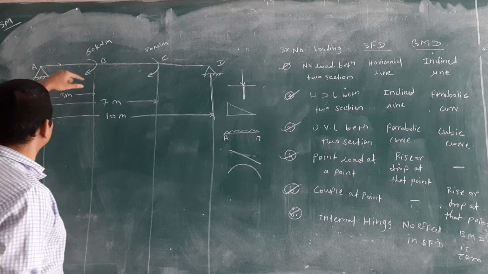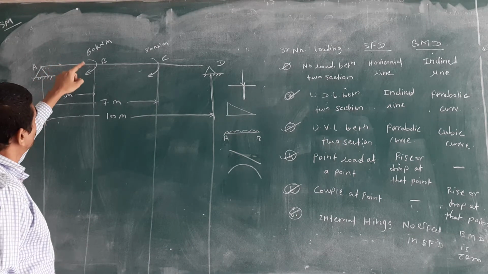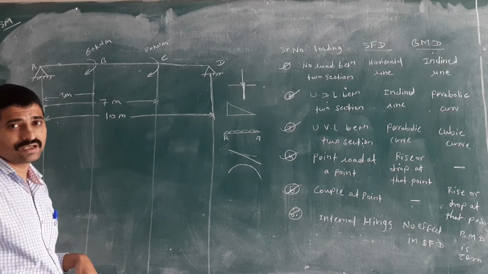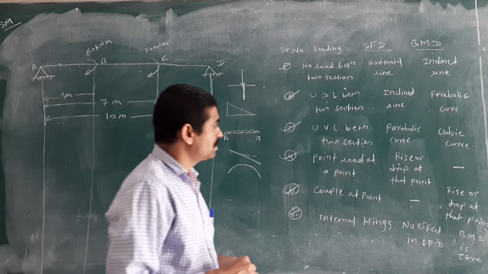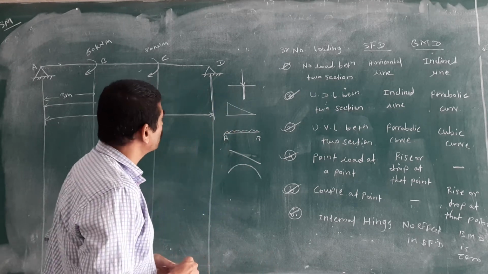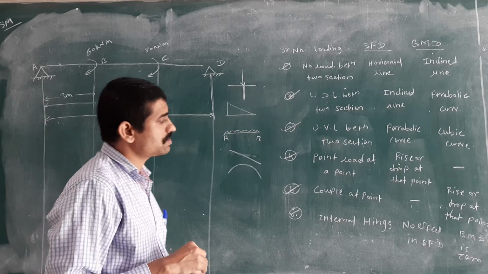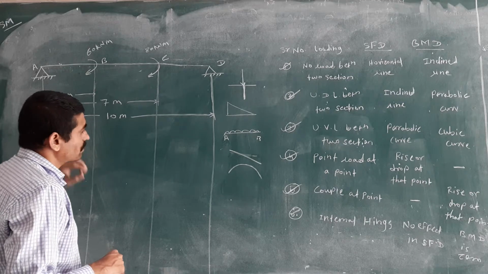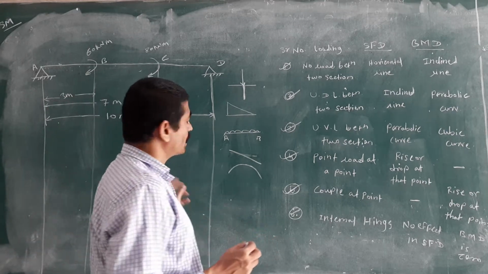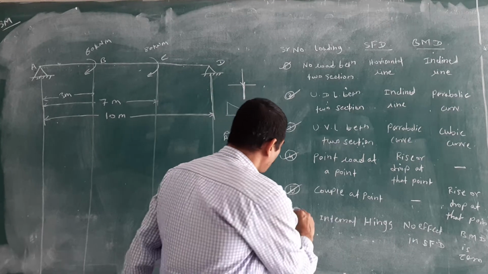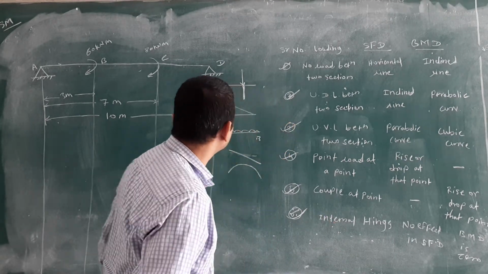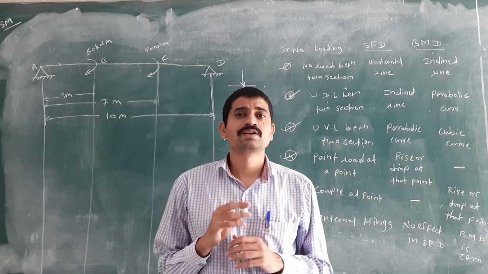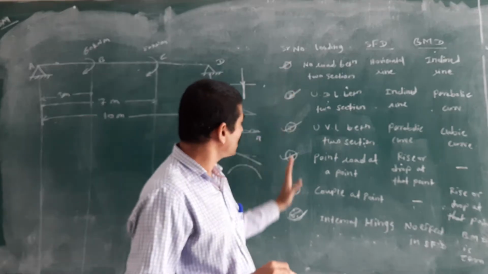Next is a couple at a point. In that figure there is a couple. It is also called a moment. For a couple at that point, there is no change in the SFD. When you draw the SFD, you don't get any change. But what about the BMD? There again you will get a rise or drop at that same point. Suppose at point B, here you will get a rise and drop in the BMD. And last, if you are getting an internal hinge, then there is no effect in the SFD and the bending moment is 0. You should remember these 6 points.